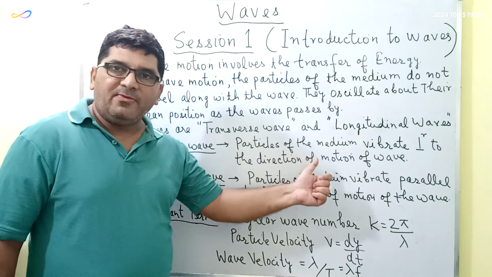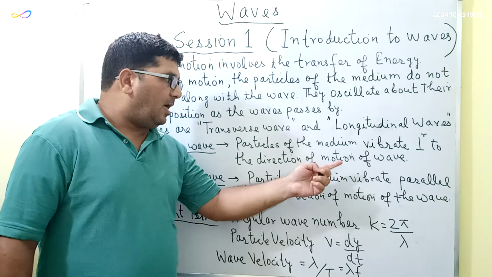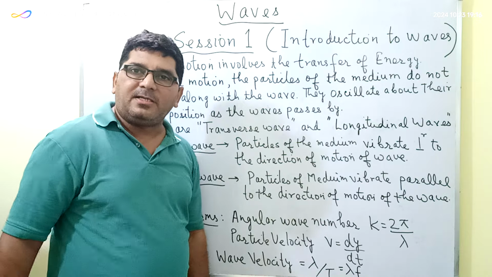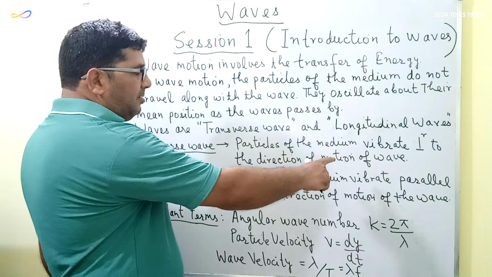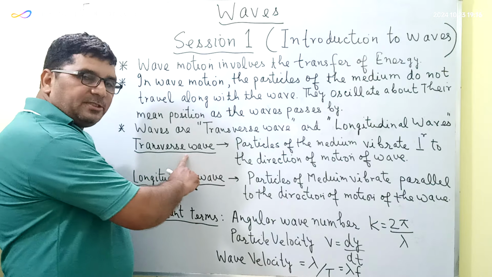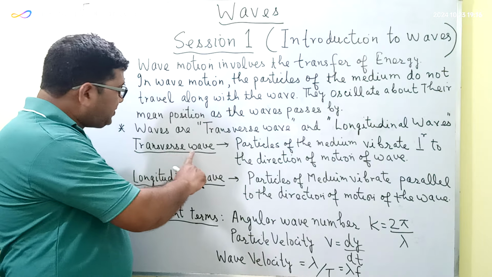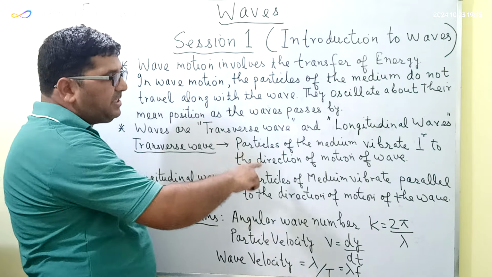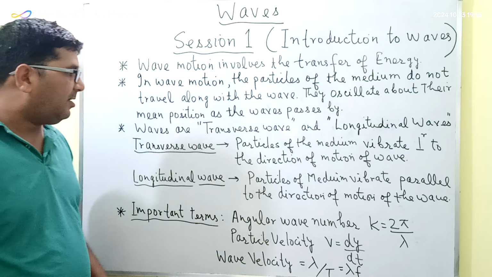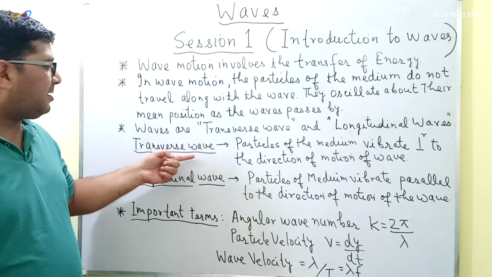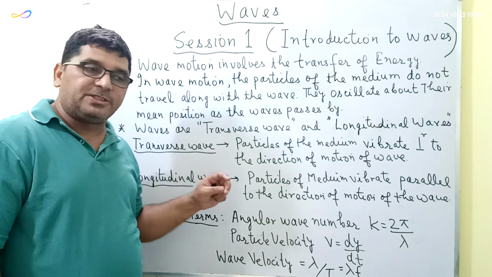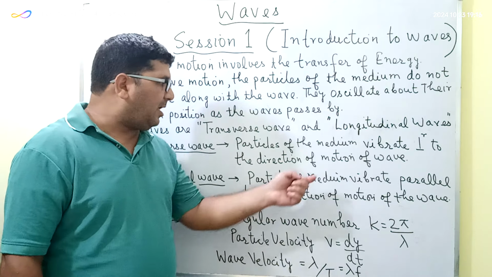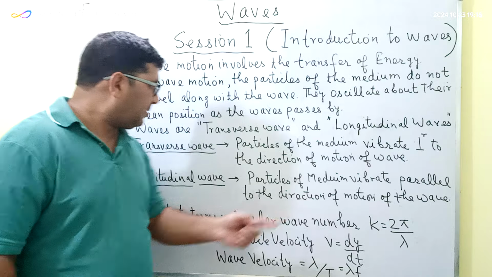In the transverse wave motion, crest and trough are generated, or we can say that the propagation of the transverse wave takes place in the form of crest and trough. These waves are set up in solids. They are also set up on the surface of liquids, but they are not set up in gases.